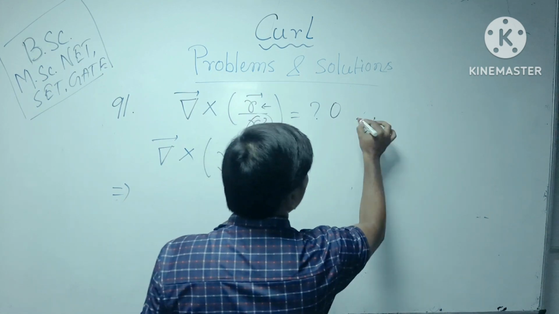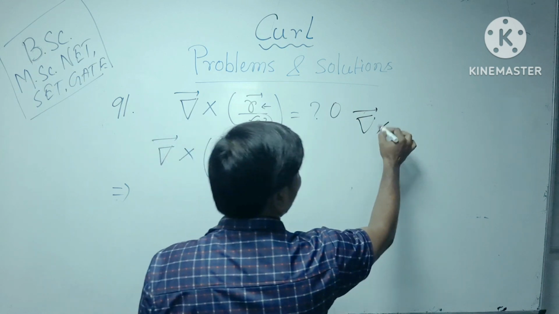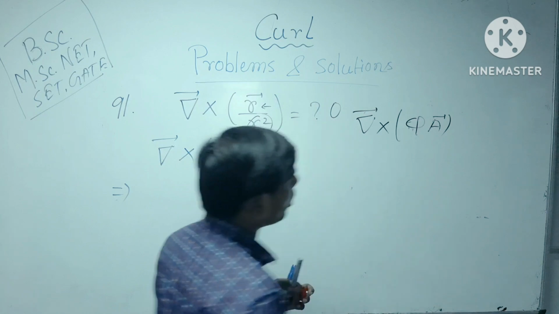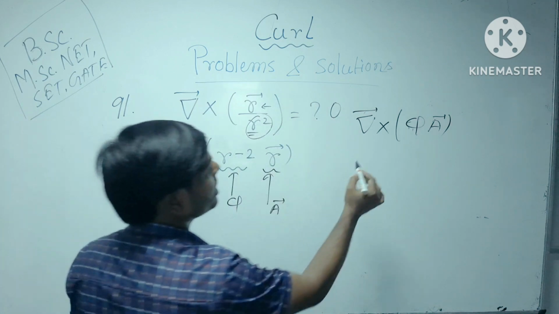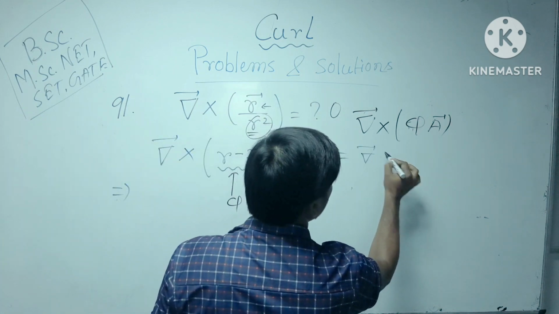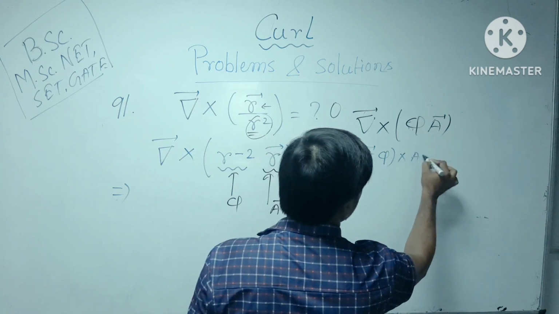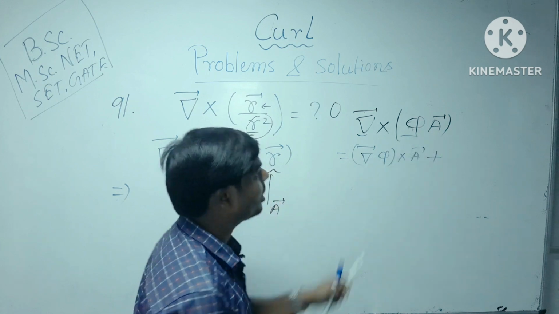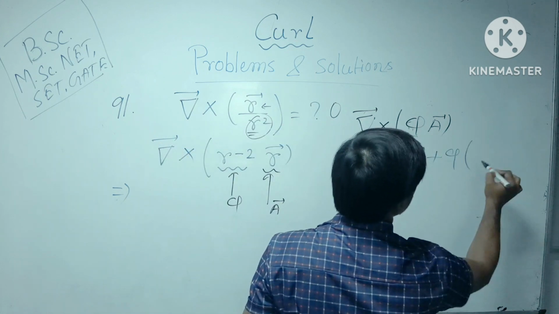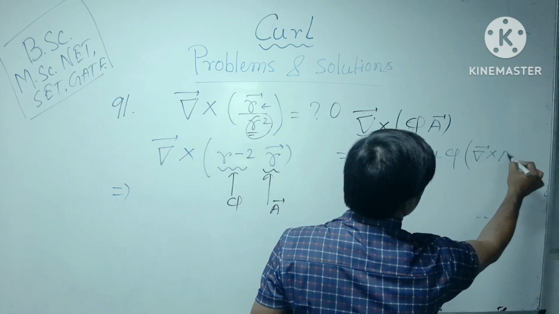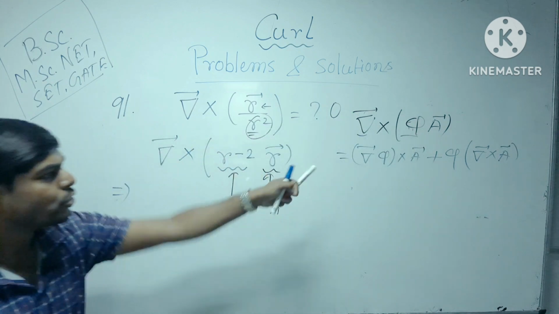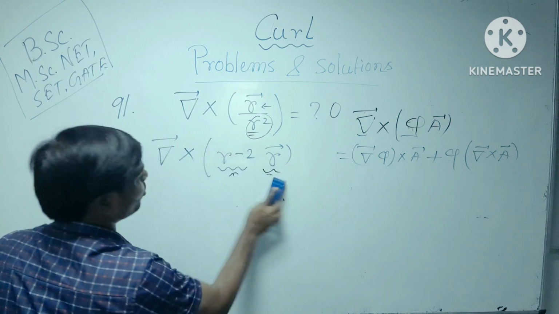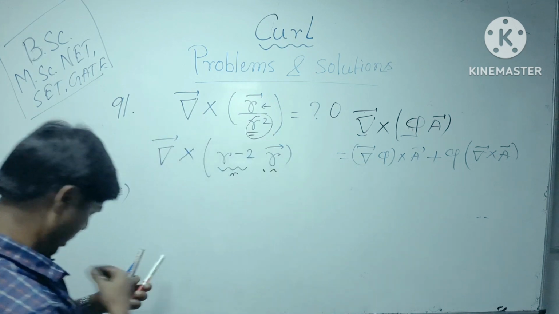You have that curl of phi a vector is nothing but gradient of phi cross a vector plus phi into curl of a vector. Okay, so we will use this formula here and easily we can get the solution for that. So let's try to do that.